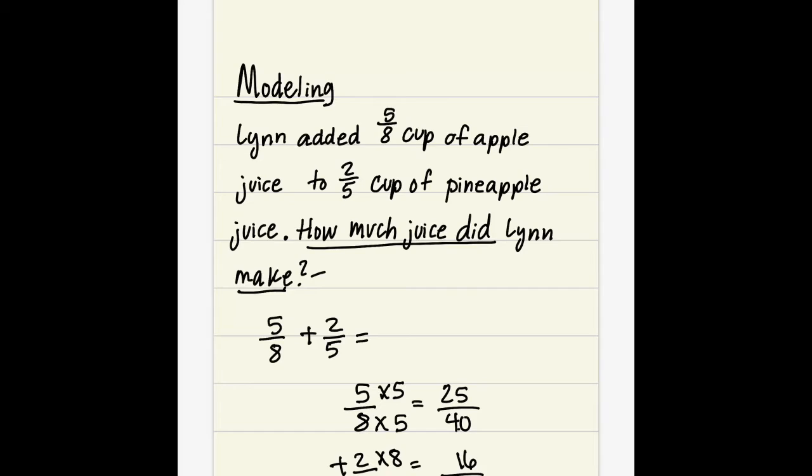And now what you want to do is add 25 plus 16, and we're going to add that up. It's 41 over 40. Now that is an improper fraction. Let's pull out the whole. 40 40ths plus 1 40th equals 1 1/40. All right. So Lynn made exactly 1 1/40 cups of juice.